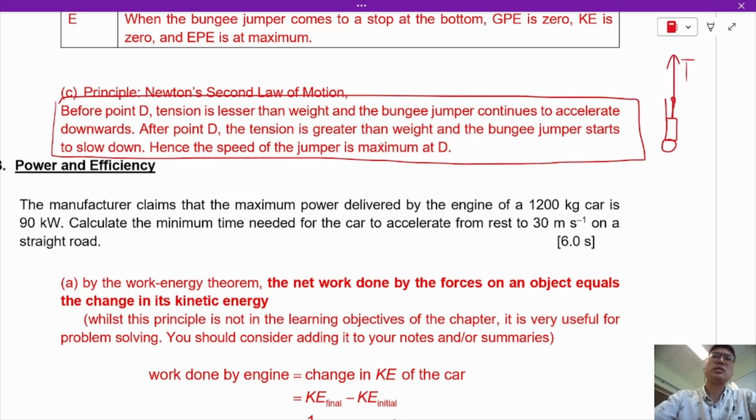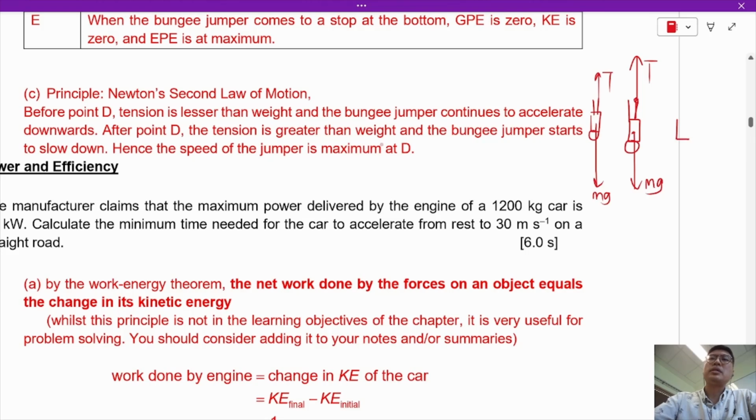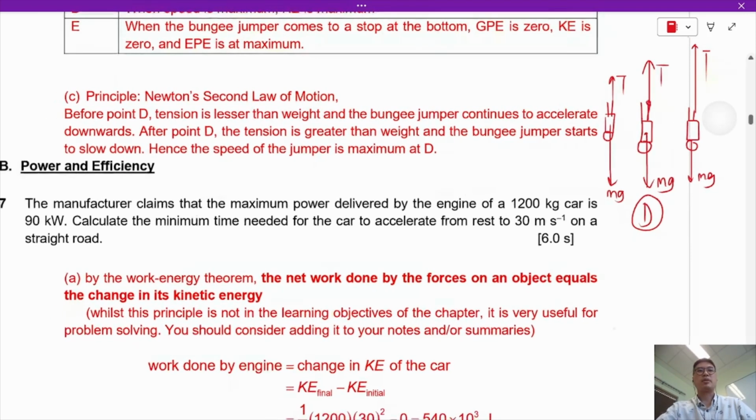Okay, so this is the tension on the bungee jumper, and this is the weight. Before point D, the tension is smaller than the weight, so the bungee jumper will keep going faster. After point D, the tension is larger than the weight, so the bungee jumper will slow down. So at point D, when the tension equals the weight, the bungee jumper will be at maximum speed. And this is the bungee jump question 6.